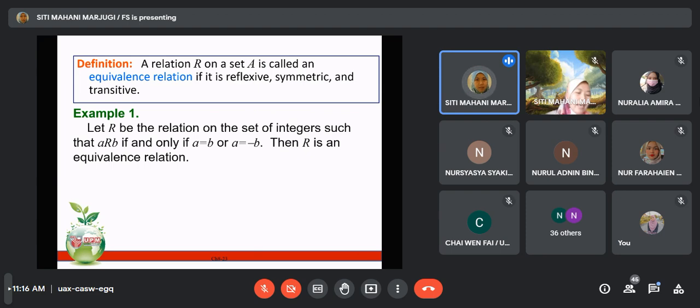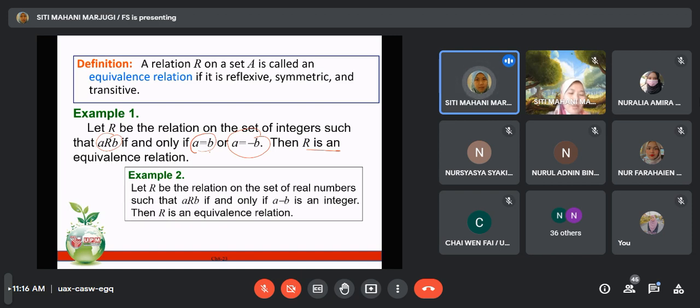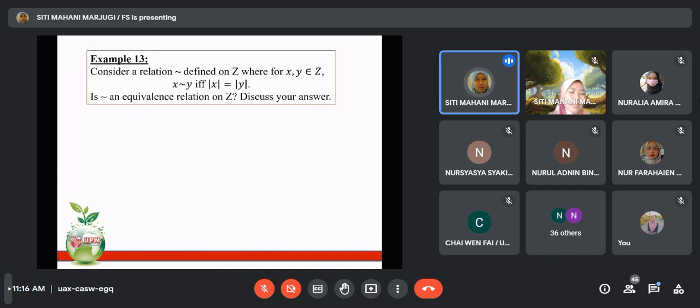Okay? So example, let R be the relation on the set of integers such that we can say A relates to B if and only if maybe A equals B, also A equals negative B. So we can say R is an equivalence relation also. Or we can say if A subtract A, so we can say also this is an equivalence relation. This is an example only. Just the example.